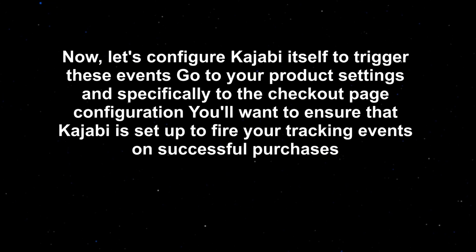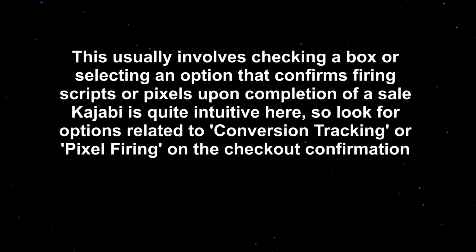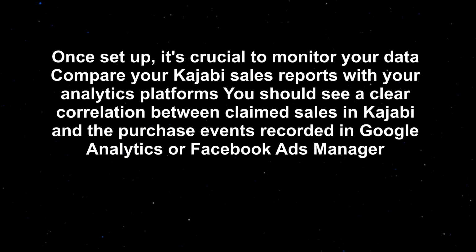Now, let's configure Kajabi itself. To trigger these events, go to your product settings, and specifically to the checkout page configuration. You'll want to ensure that Kajabi is set up to fire your tracking events on successful purchases. This usually involves checking a box or selecting an option that confirms firing scripts or pixels upon completion of a sale. Kajabi is quite intuitive here, so look for options related to conversion tracking or pixel firing on the checkout confirmation. Once set up, it's crucial to monitor your data.